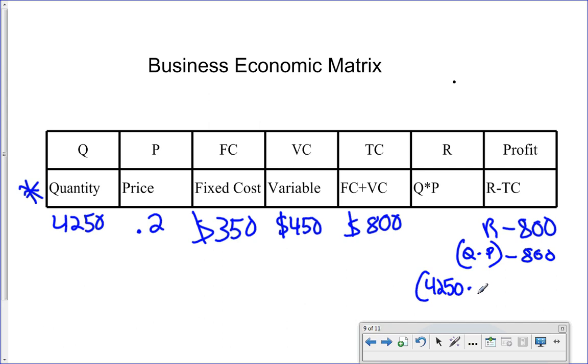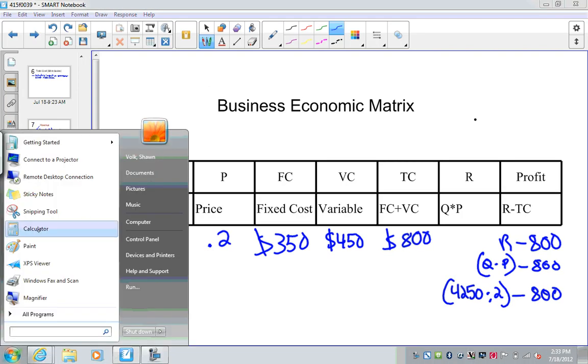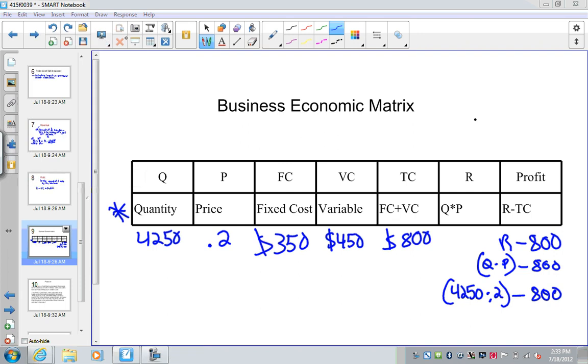We have Q and we have P, so we know that what it's really saying is 4,250 times 0.2 minus 800. And if we do that calculation, we will figure out that 4,250 times 0.2 equals 850, minus 800 equals 50. So our profit is $50. So Jimmy made $50 last month.